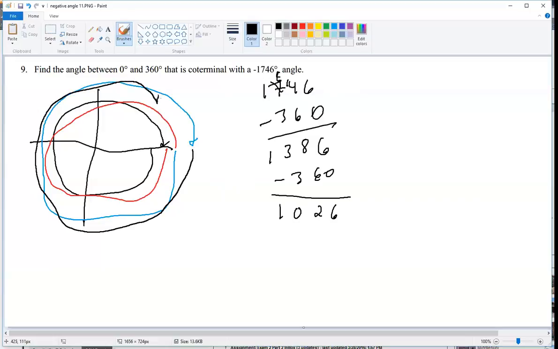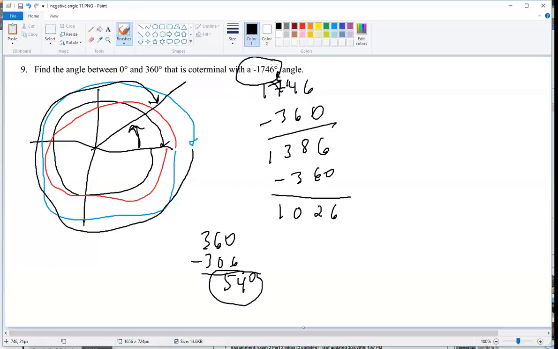And I end up right here. And here's that angle. I want to find out this angle here. So basically it's going to be 360 minus 306. So that's a 54-degree angle. It's coterminal to this negative 1746. And that's the trick. You just start subtracting off full rotations until you get to less than a full rotation left. And then for a negative angle, you have to think about whether you're going clockwise or counterclockwise. Okay, so that's what happens if you're in degrees.